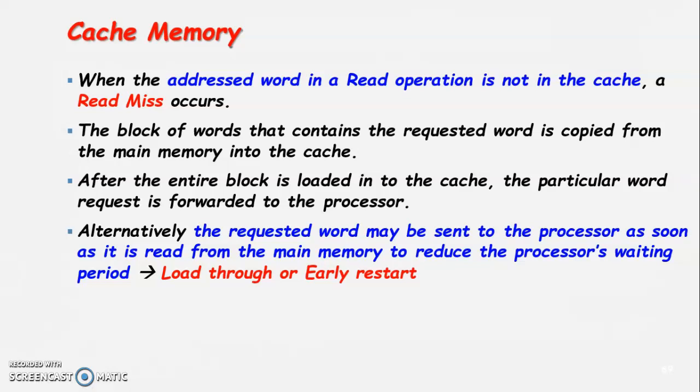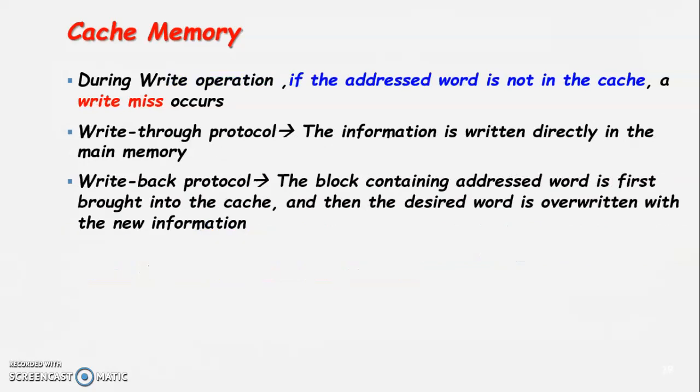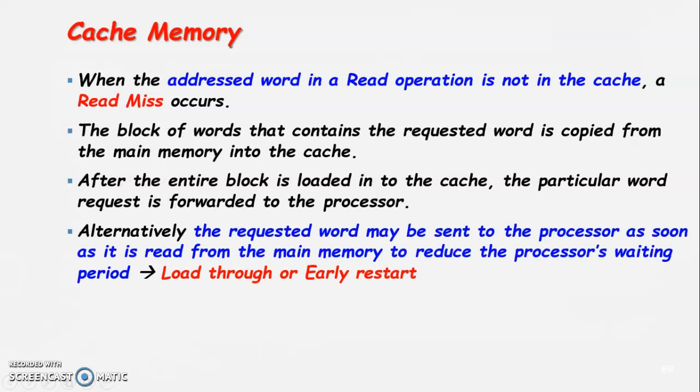During a read operation, if the requested word does not currently exist in the cache, then a read miss will occur. To overcome a read miss, the load-through or early restart protocol can be used. That is, the block of words that contains the requested word is copied from the main memory into the cache if a read miss occurs. After the entire block is loaded into the cache, the particular word requested is forwarded to the processor. Here the processor waiting time is higher.